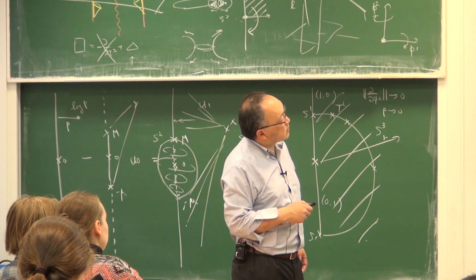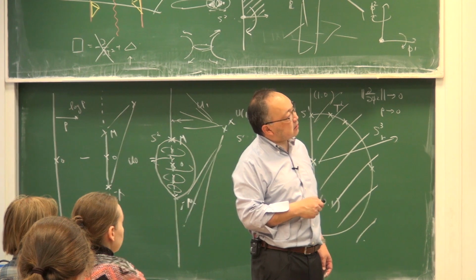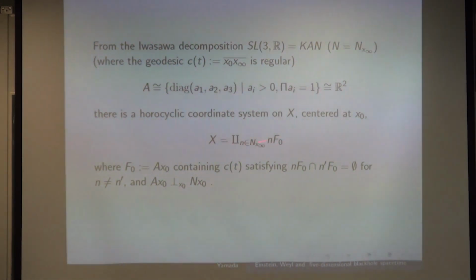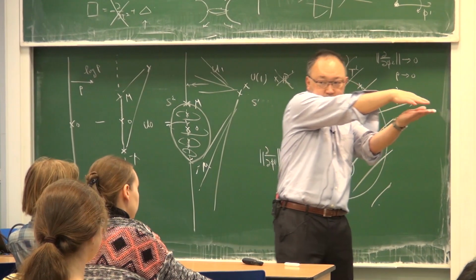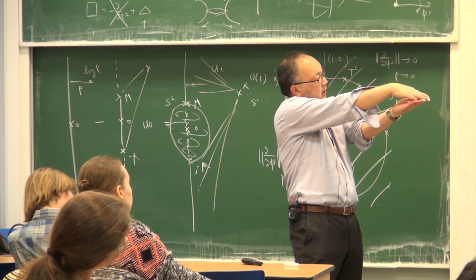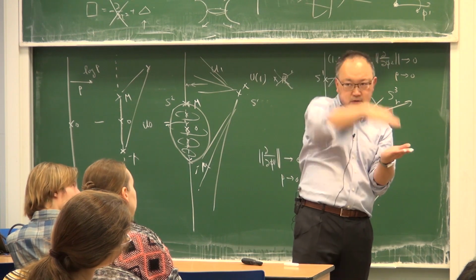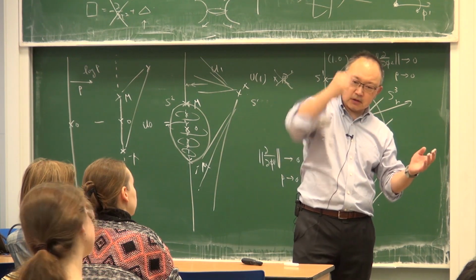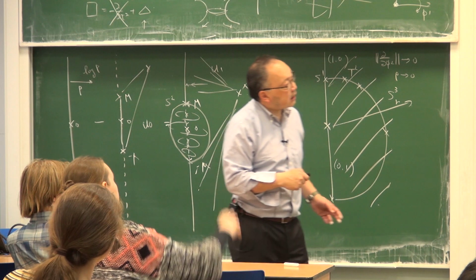The Iwasawa decomposition is that this SL3 is described this way, and A is giving you the flat. So you can think of this X, the symmetric space, as foliated by flats. The flats have the same asymptotic behavior; they meet at the point in the Weyl chamber, I mean, at the Tits building. So you have this fan of flats, and that gives you the coordinate system that we used. We didn't like the flat direction, so we wanted to concentrate on the direction perpendicular to the flat, and that was given by this N, capital N.